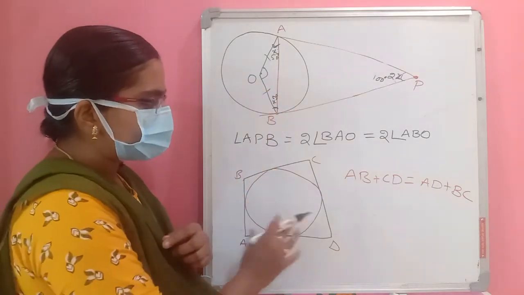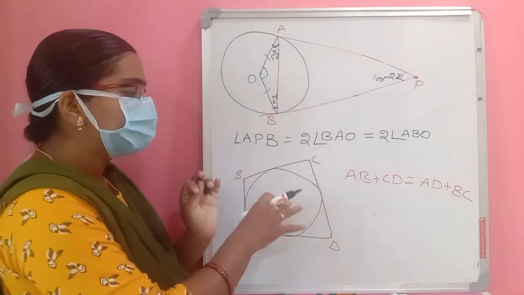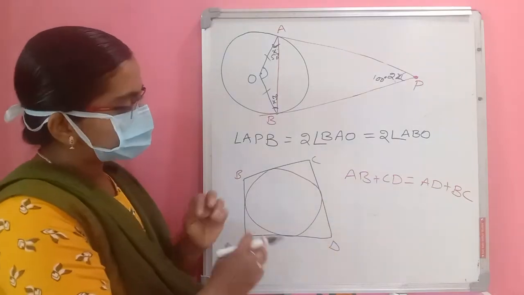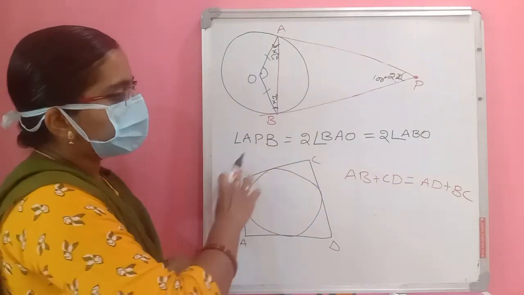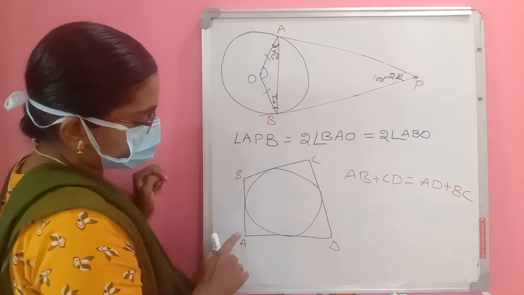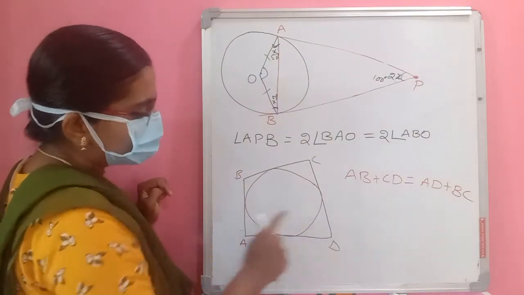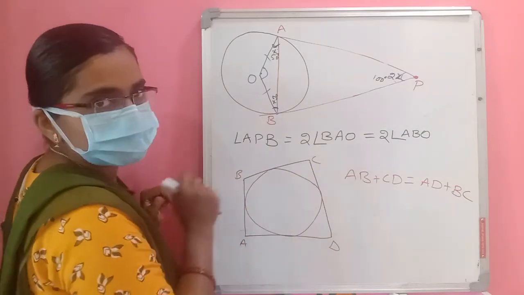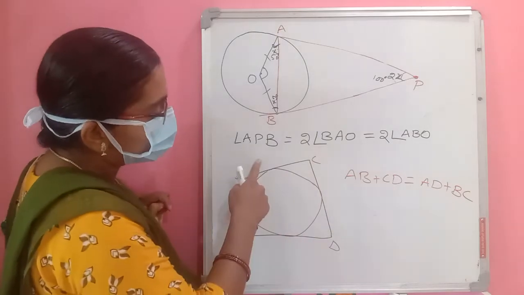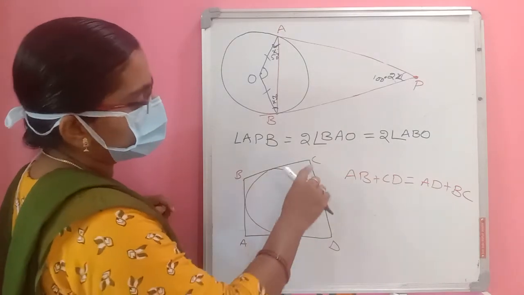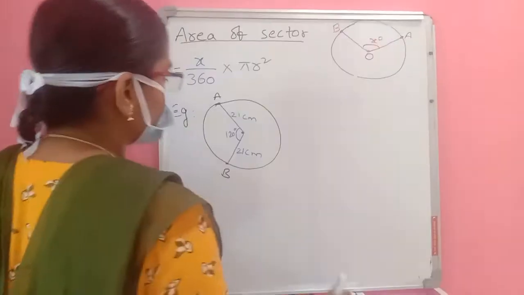Next, if a circle is inscribed inside a quadrilateral, then we can write AB plus CD, the sum of opposite sides, is equal to the other pair of opposite sides, BC plus AD.